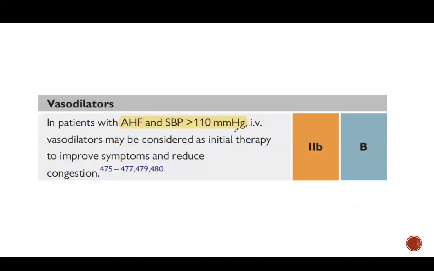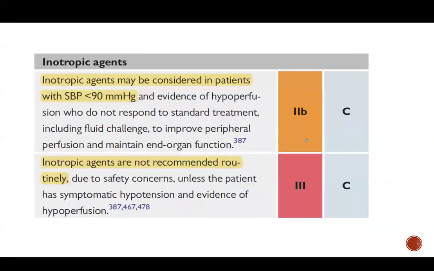Vasodilators should be considered in patients with acute heart failure if there is SBP of more than 110 millimeters of mercury. This is a class 2B recommendation. Inotropic agents should be considered only if the patient's BP is less than 90 and there is evidence of hypoperfusion, then only you should give inotropic agents. Otherwise, routine administration of inotropic agents is not recommended.